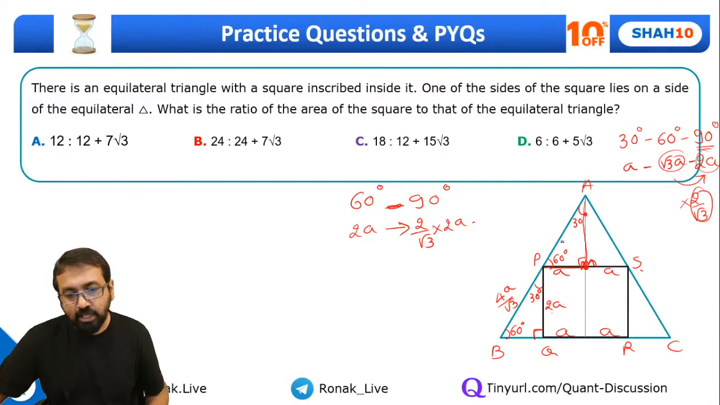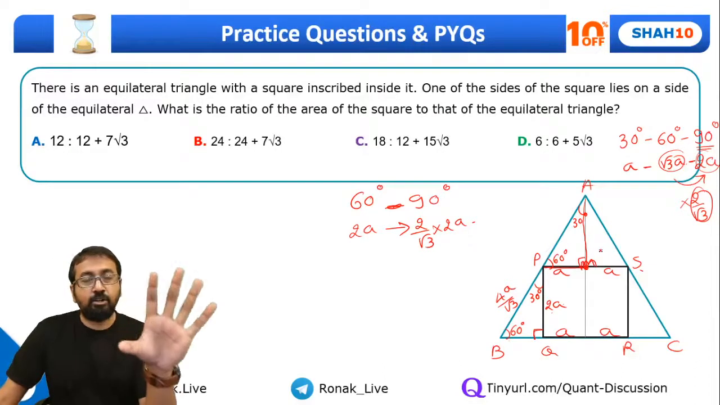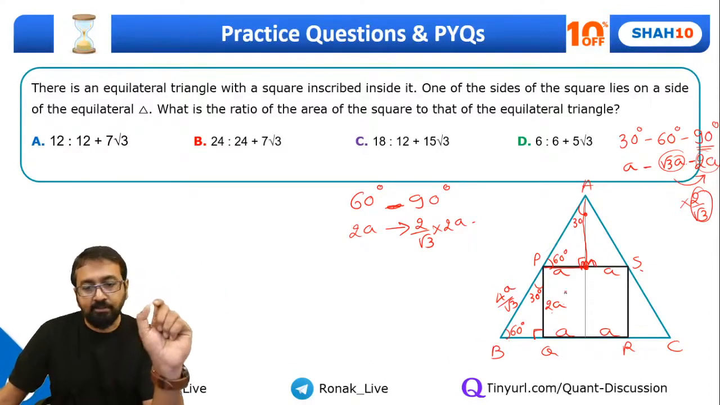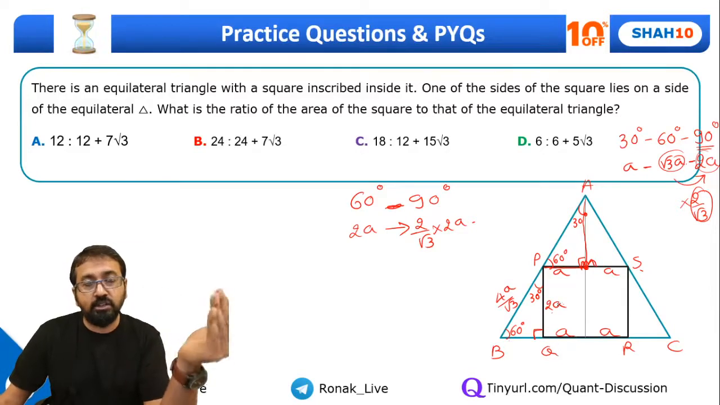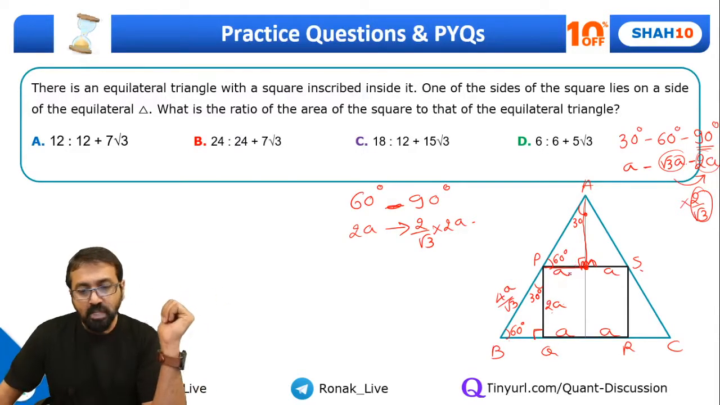Now we need to find AP in terms of A. We will try to get everything in the same variable A. So we know the square side is 2A, so we can find the area of the square as 4A square. Now we are trying to find the sides of the equilateral triangle in terms of A. So once again, this is A, the side opposite to 30 degrees. So what is the side opposite to 90 degrees? It's going to be 2A. So what is this complete side?